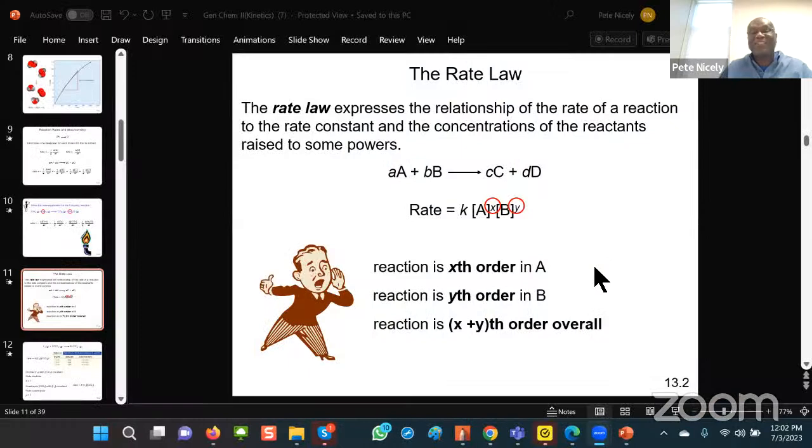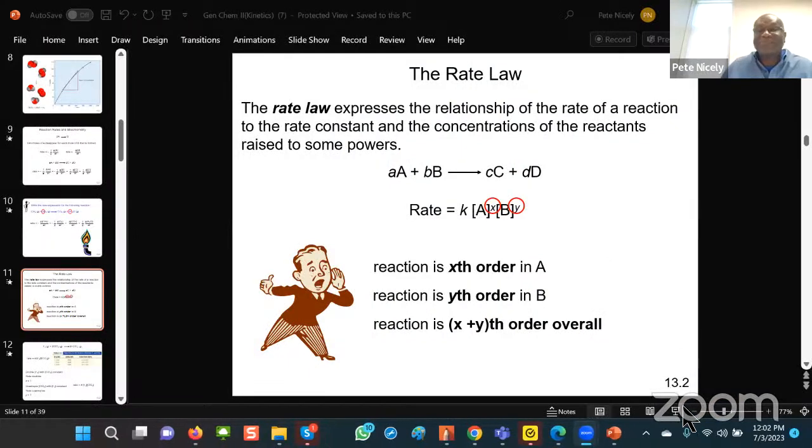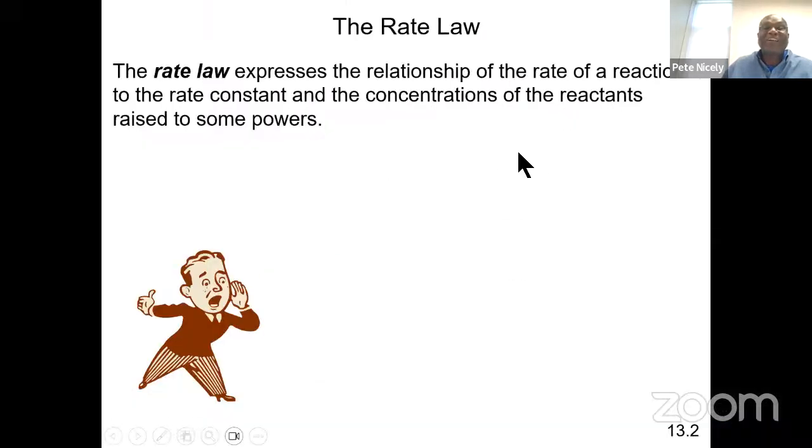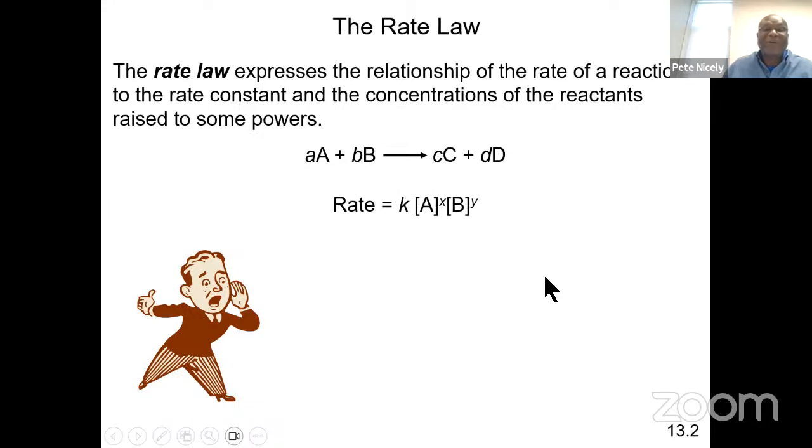Okay, so this is what I was talking about here. So let me just briefly recap what I just said. The rate law is a relationship between the rate of the reaction and the concentration of the reactants, where the concentration of the reactants are raised to some power. And this is the hypothetical example, and this would be the rate law for that reaction.